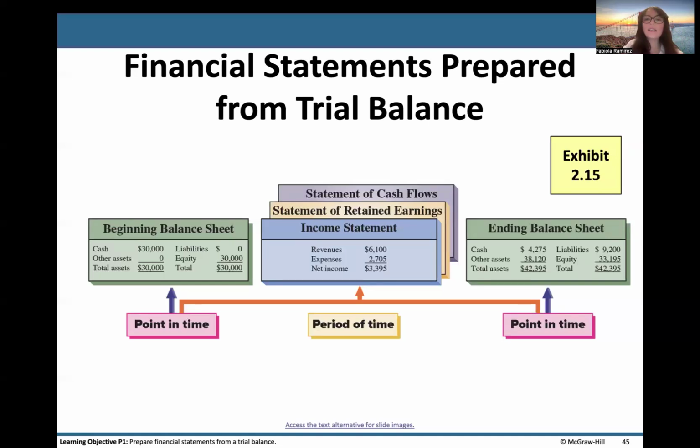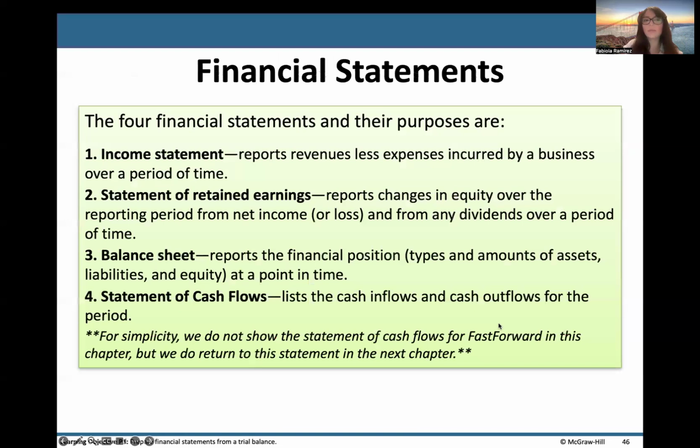Okay, so we finally get to the end stage. The goal is to prepare financial statements for investors, right? So you use a trial balance to record your financial statements, and we will go over these in a little bit more detail. You have four financial statements that will be covered in this class.